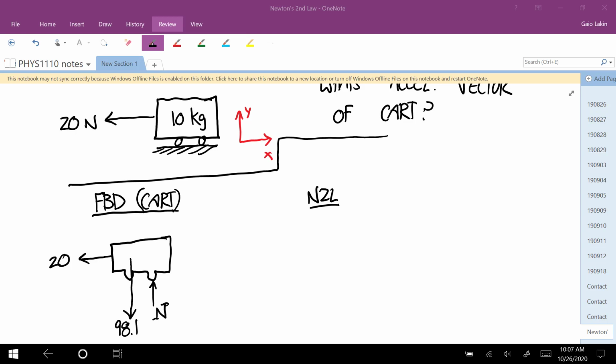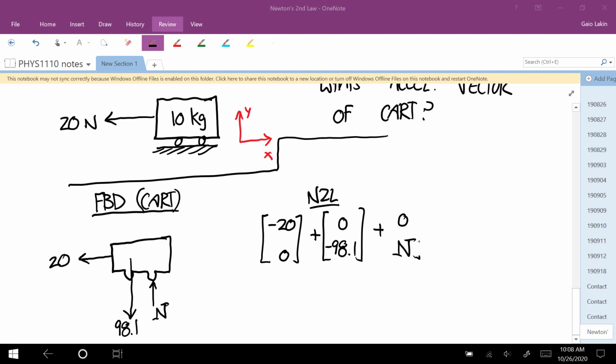Okay, so for the forces, we have the 20 Newton force that's acting in the negative x direction. So negative 20 for x, 0 for y. We have the weight force in the negative y direction, so 0, negative 98.1. We have the normal force acting in the positive y direction, so that's 0, N. And that's all the forces in the free body diagram. And so that's all the forces in Newton's second law. Easy.